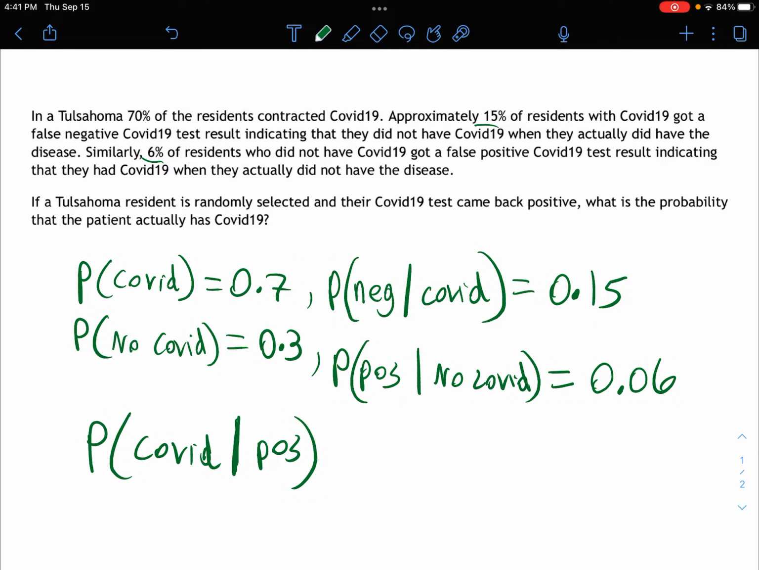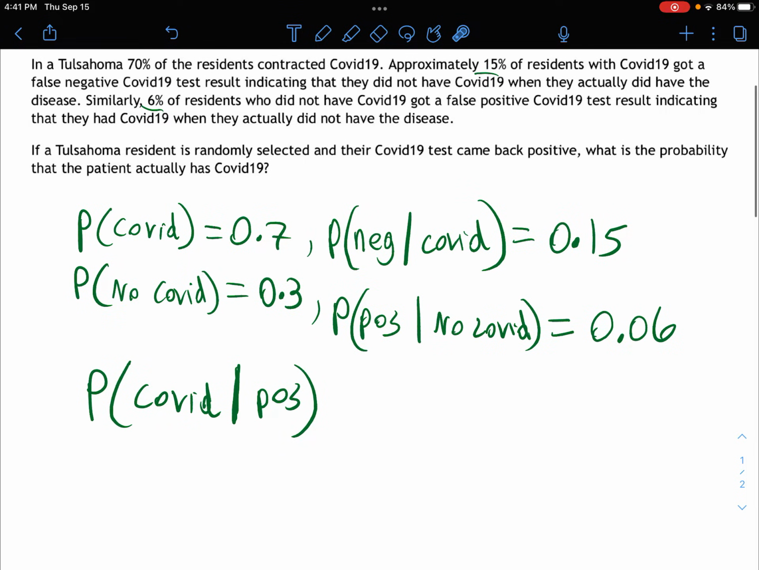Okay, now, because of the fact that we're given negative tests given COVID and positive tests given no COVID, and this seems to be the inverted form of one of those because this has COVID given a positive test, so it's inverted, right? That means we're probably going to be using Bayes' theorem.